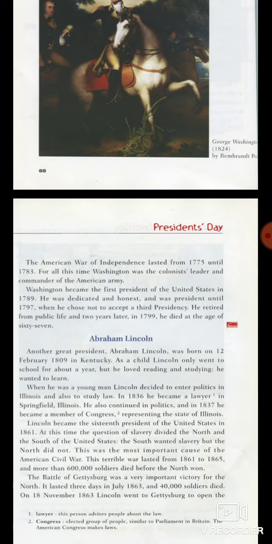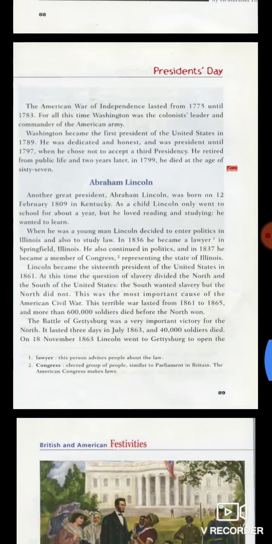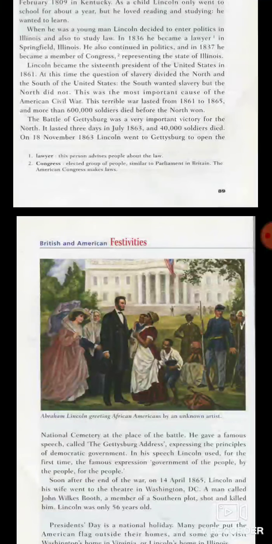The Battle of Gettysburg was a very important victory for the North. It lasted 3 days in July 1863, and 40,000 soldiers died. On 18 November 1863, Lincoln went to Gettysburg to open the National Cemetery at the place of the battle. He gave a famous speech called the Gettysburg Address, expressing the principle of democratic government.